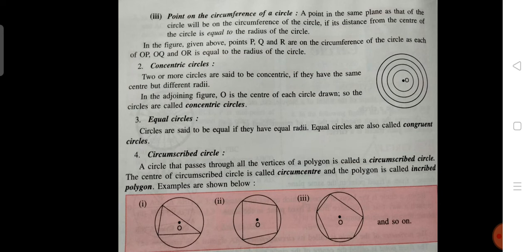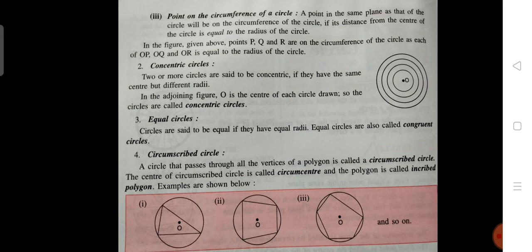Then what are equal circles? Circles are said to be equal if they have equal radii. Two circles are said to be equal if they have the same radius. Equal circles are also known as congruent circles. Okay, next is the circumscribed circle.